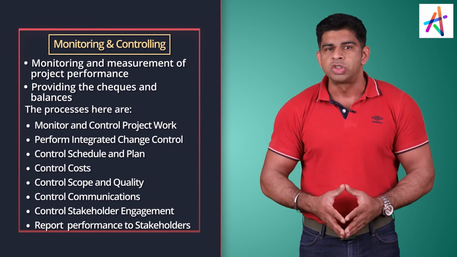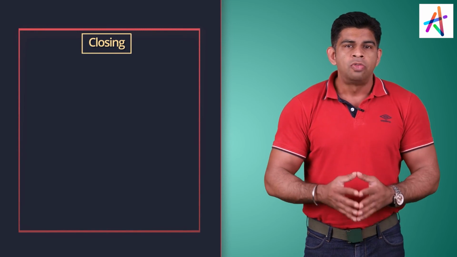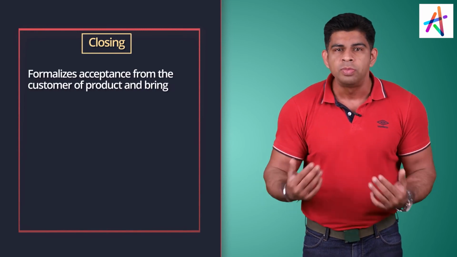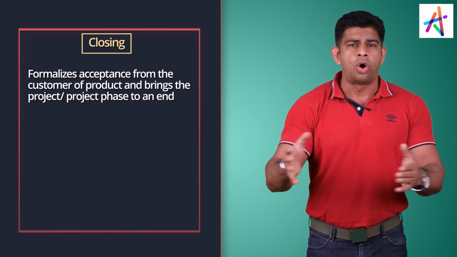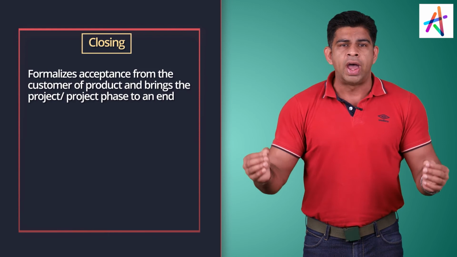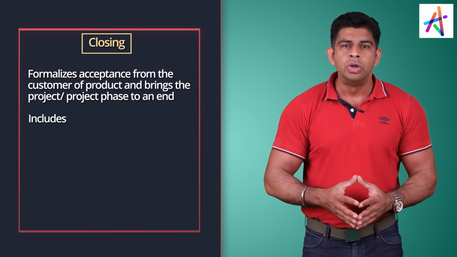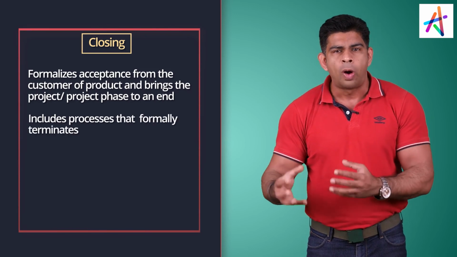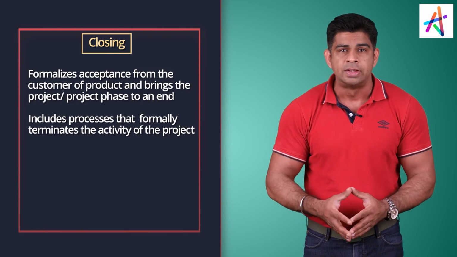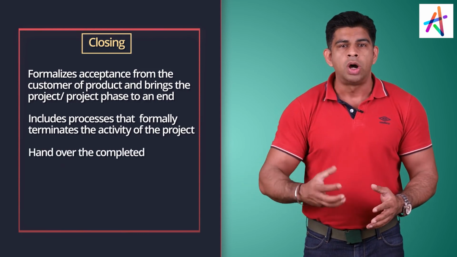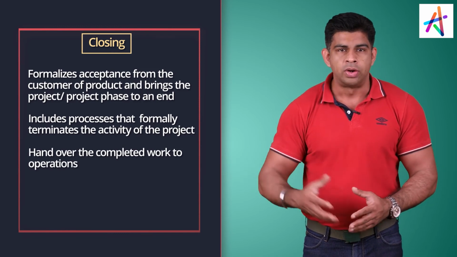Finally, the last process group that we have is the closing process group. The closing process group formalizes acceptance from the customer of the product, service, or result and brings the project or project phase to a complete end. This group includes the processes used to formally terminate all the activities of the project or a project phase and to hand over the completed work, maybe to operations, maybe to the customer, could be anyone, right?